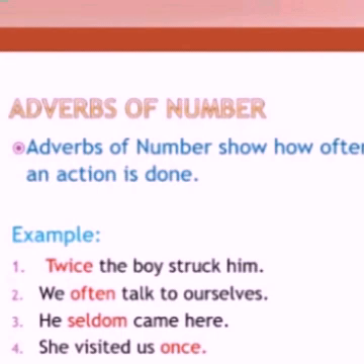Here, what are the adverbs present, which are colored in red? Twice, often, seldom and once. How often the boy struck him? Twice. How many times? So we often talk. How many times? We often talk. We can't count how many times we talk to ourselves. And he seldom came here. What is the meaning of seldom? Very rarely. He rarely came here. And he visited us once. How many times did he visit?